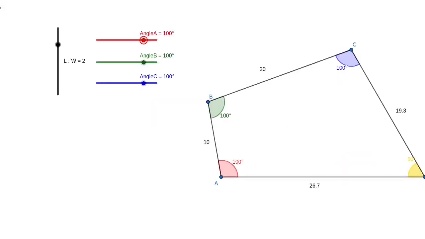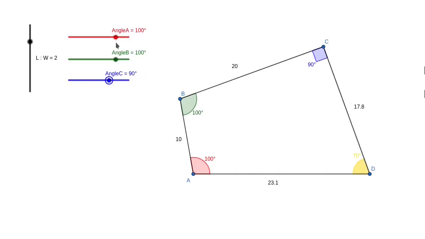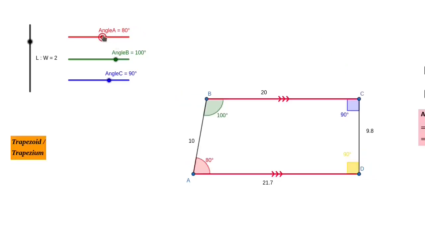First we will learn about trapezium. A trapezium is a figure where two opposite sides are parallel to each other. Like BC will be parallel to AD or AB will be parallel to CD. To make BC parallel to AD, the summation of angle A and angle B must be 180. Let's make the sum of angle A and B 180.